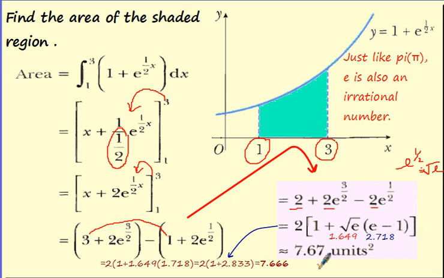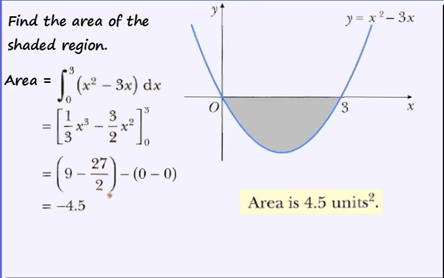Now the value of root e is 1.649. You can use a calculator and get the answer. So it is twice 1 plus root e, which is 1.649, times e minus 1, and the value of e is 2.718. When we simplify, we get 7.666. We can write it to 3 significant figures, 7.67 unit square, since it's area.